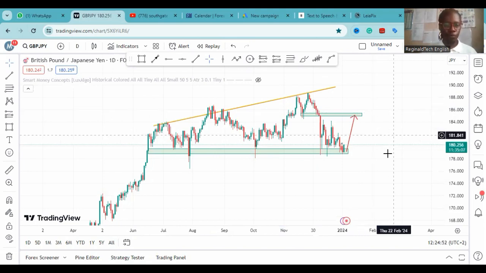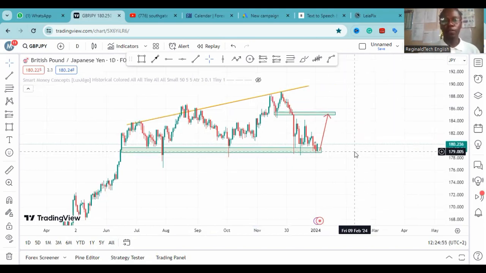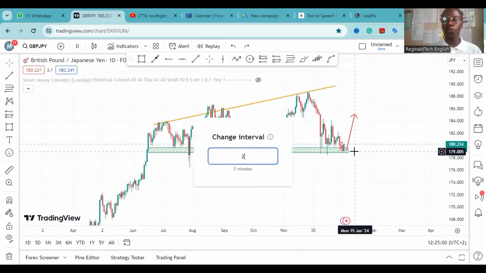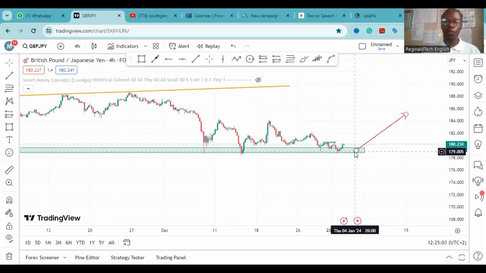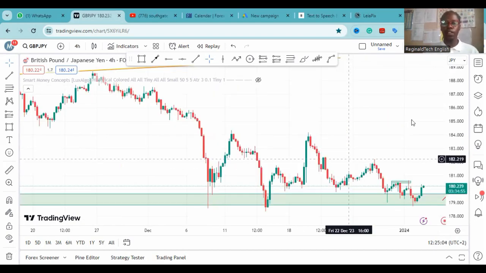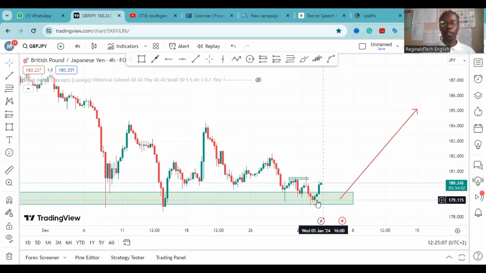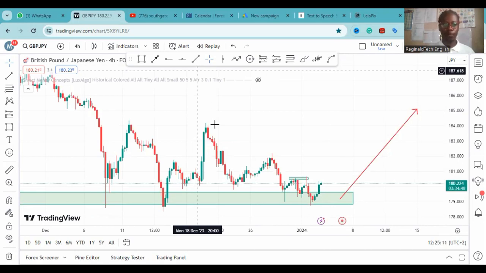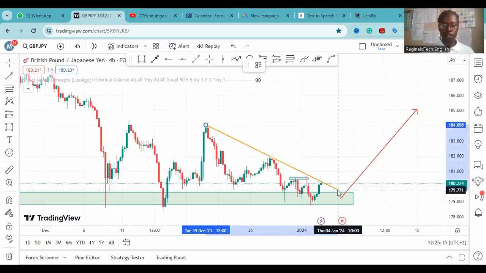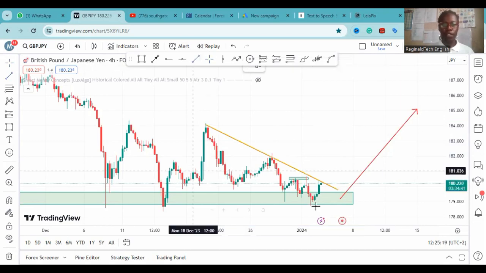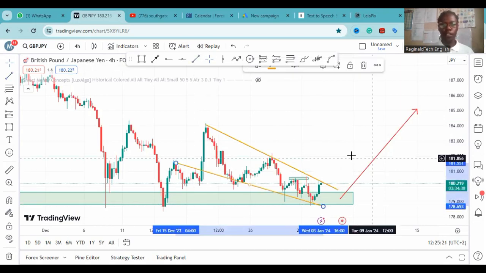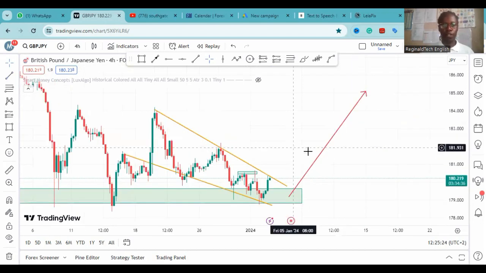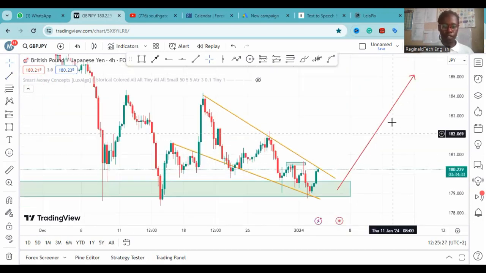Once again, after you have done your analysis in this time frame, you need to go to the 4-hour time frame. In the 4-hour time frame, we can see that the market is in the support zone, and it is forming a descending wedge. Sorry, a descending wedge. This is a descending wedge.